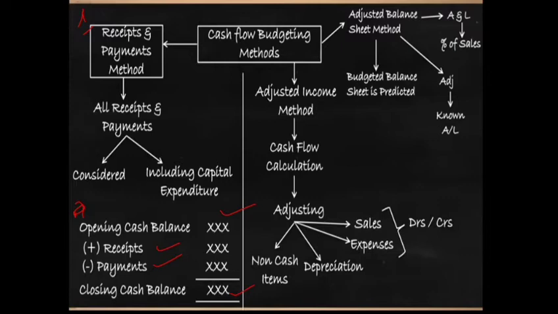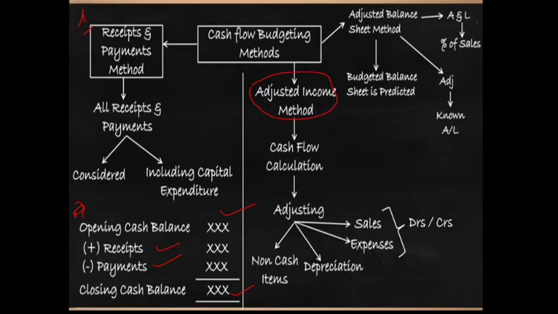There is another method, known as the adjusted income method. The cash flow calculation is a little different. How? Here you will adjust the sales and expenses for debtors and creditors, so that you will have the real cash flow.